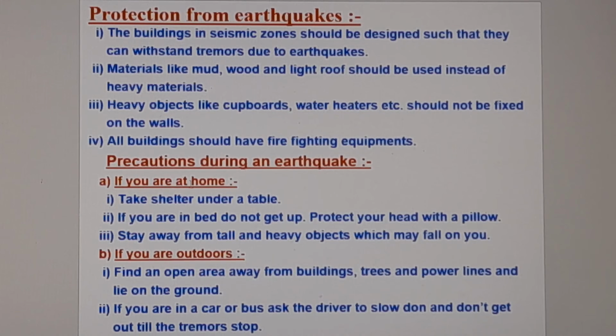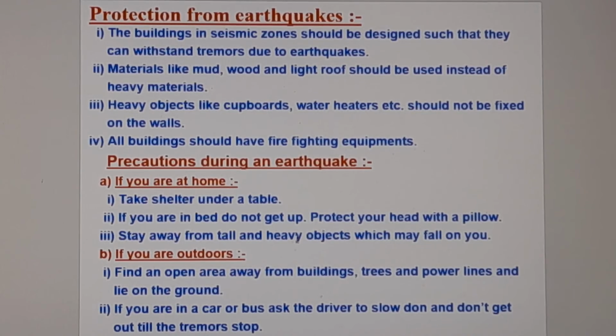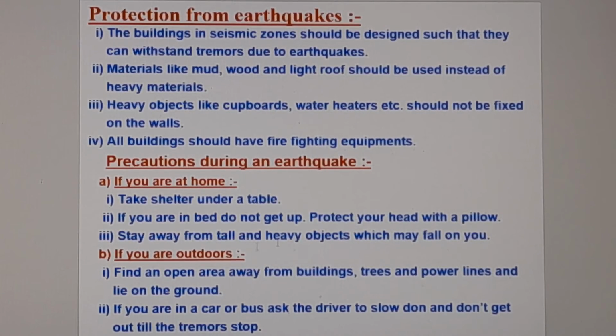And let us see the precautions during an earthquake. If you are at home, take shelter under a table so that if any heavy thing falls, it does not fall on your head. Instead, it can fall on the table. If you are in bed, do not get up. Protect your head with a pillow, because our brain is very, very delicate. It should not be damaged easily. So, if you cover your head with a pillow, even if any hard object falls on your head, the pillow will protect you. Similarly, stay away from tall and heavy objects which may fall on you.